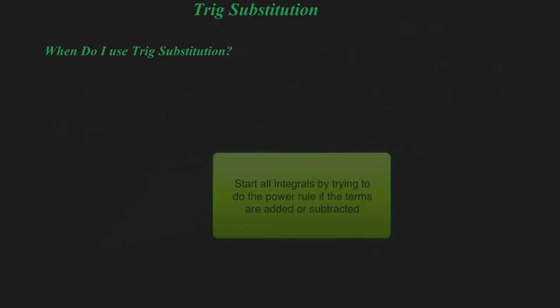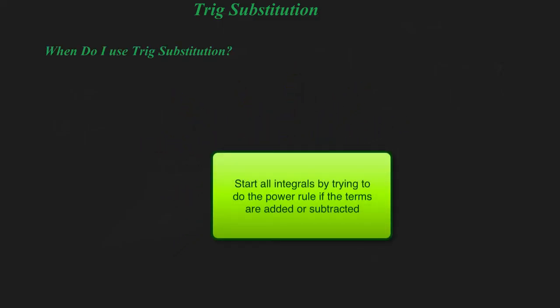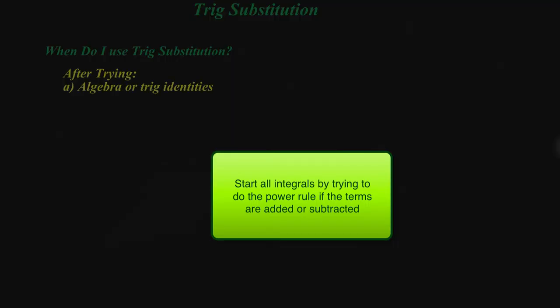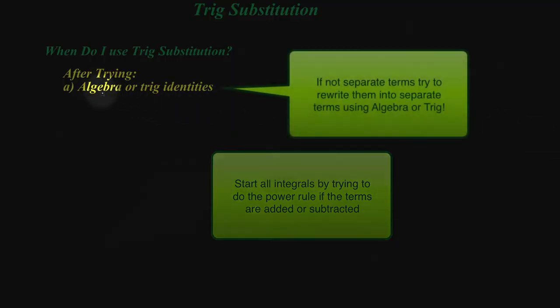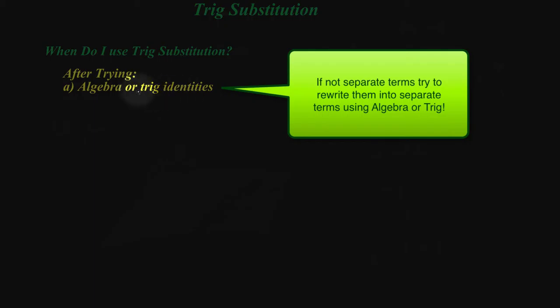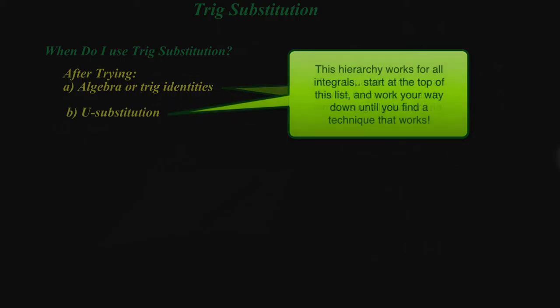So when do I actually use a trig substitution? Well, you're going to have to try other techniques. Like I said, first you're going to try algebra or some trig identities to manipulate your problem in terms of something else. Hopefully your new appearance will be much easier than your original problem after doing some long division, separation of numerators, or using some Pythagorean or double angle identities, whatever the case may be. If that doesn't work, then you have to try U substitution. If that doesn't work, then you have to go on to integration by parts.